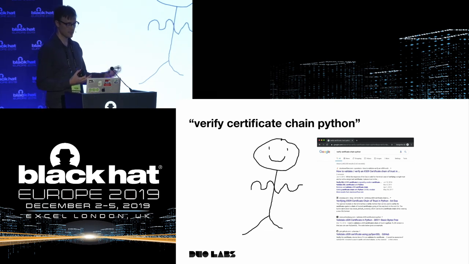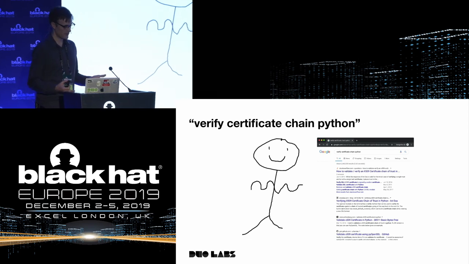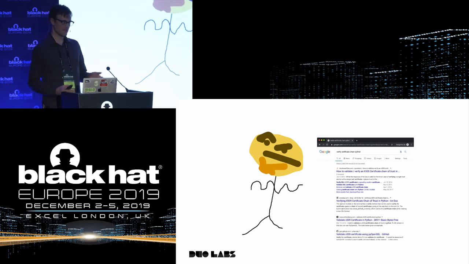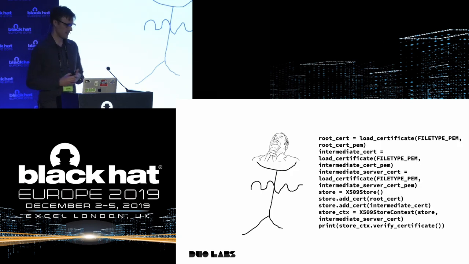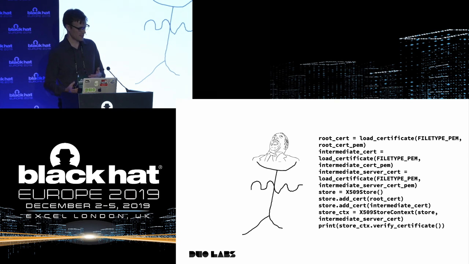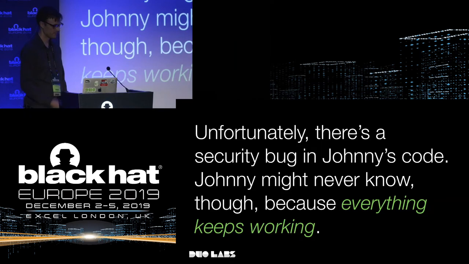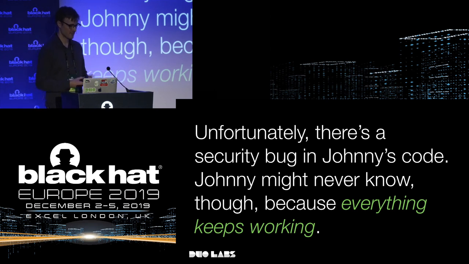Because his application server backend is written in Python, as any good developer does, he searches Google for "verify certificate chain Python." Johnny's a little confused at first because there's some conflicting information, but eventually he finds something that works. Johnny has a case where with a known good certificate chain, it validates successfully, and then in the case of a known bad one, it does not. So maybe Johnny even writes tests for this, has other people review it. Johnny's happy, and he ships the feature. Unfortunately, there's a security bug in Johnny's code. Johnny might never know, though, because everything just keeps working.